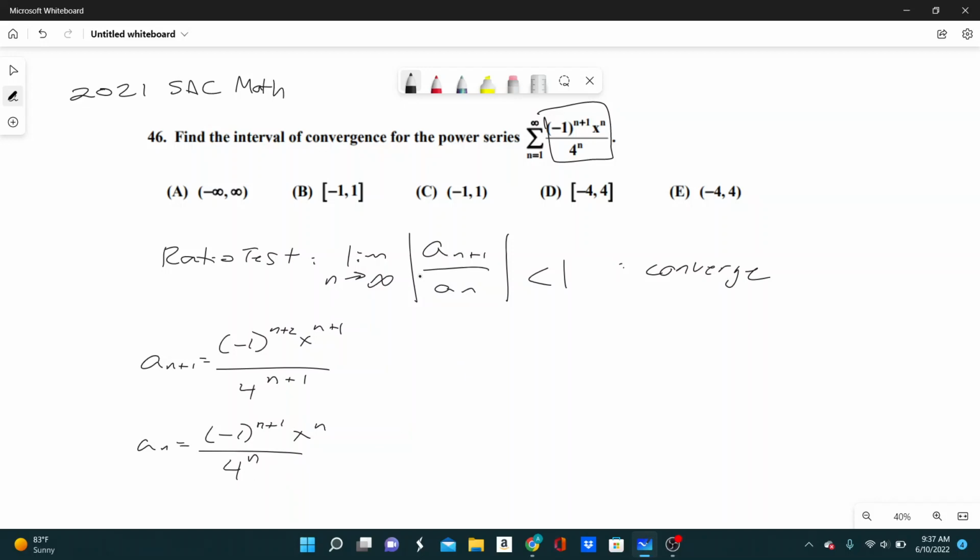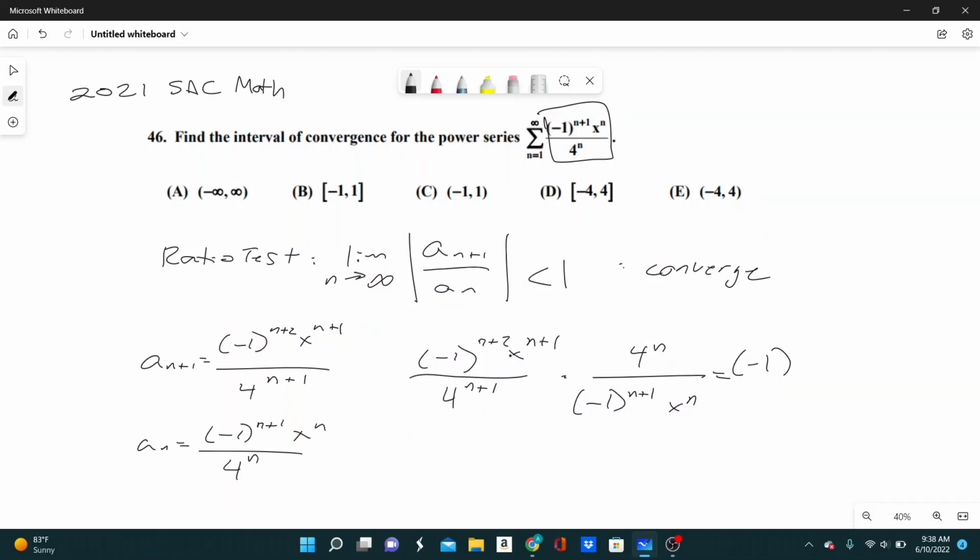So then a sub n plus 1 divided by a sub n, I'm just going to flip a sub n and multiply by the reciprocal. So it'll be negative 1 to the n plus 2 times x to the n plus 1 over 4 to the n plus 1 multiplied by 4 to the n over negative 1 to the n plus 1 times x to the n. And then we can cancel some things using laws of exponents. So if we have negative 1 to the n plus 2 divided by negative 1 to the n plus 1, that's just negative 1.